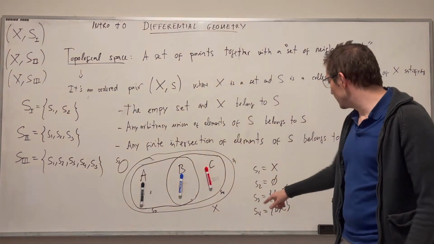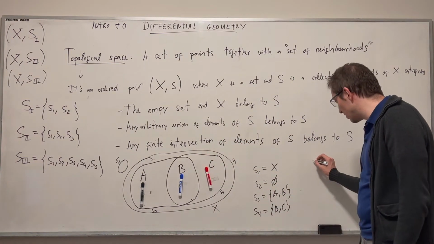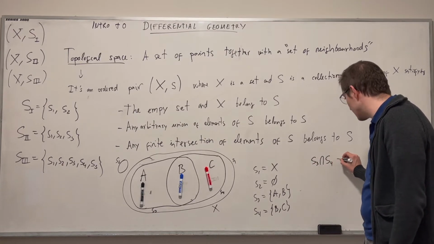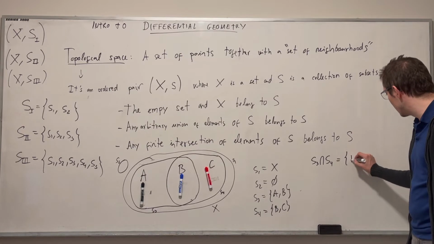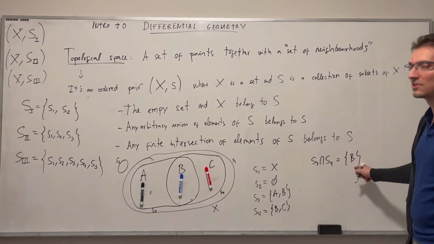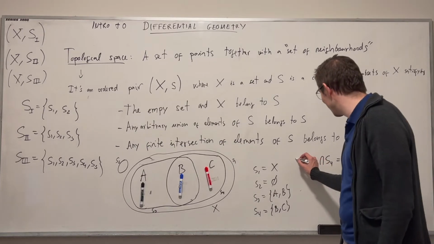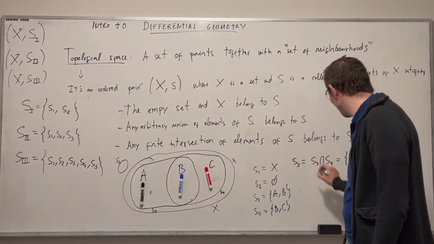Because if we compute the intersection, what about the intersection of S3 intersection with S4? What is that? Well, we know that that's B. And there is no set that contains only B in here. Fine, let's fix it. S5 equals that.